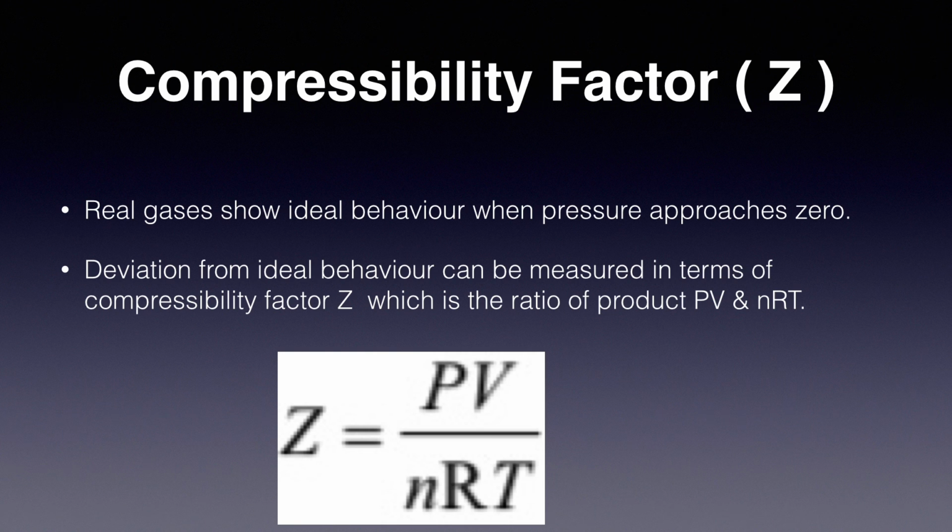So real gases show ideal behavior when pressure approaches 0. Now deviation from ideal behavior can be measured in terms of compressibility factor Z, which is the ratio of PV and nRT. So whenever you hear this word compressibility factor, always remember this equation, Z is equal to PV upon nRT. Now depending upon the value of Z, we can easily understand whether it is ideal gas or real gas. So if Z is equal to 1, that time we say it is an ideal gas.